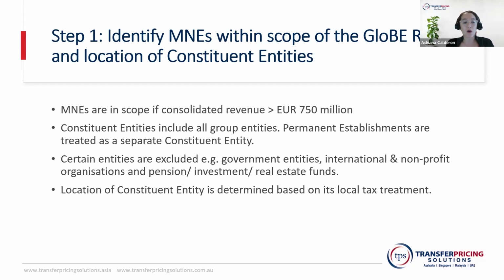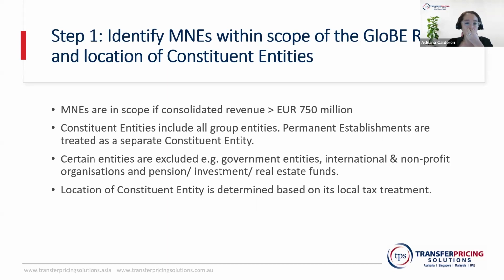Then we need to understand, okay, are there any exclusions? And yes, there are some exclusions. Government entities are excluded. International and non-profit organizations and pension funds are excluded. Investment companies are excluded, and real estate funds are also excluded. And the second point is, how do I determine the location of the constituent entity? It is basically determined based on local tax treatment, in other words domestic tax, which is in most places where the management or the key management and creation happens. So it will follow the tax resident rules, more or less.